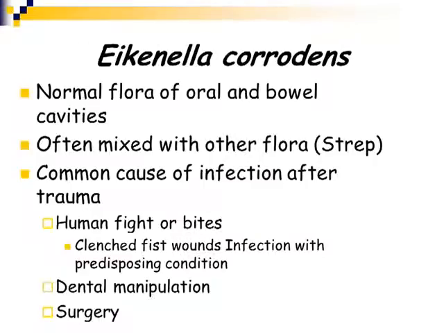Eikenella corrodens is our other HACEK group organism, and this is normal flora of the oral and bowel cavities. It's usually mixed with other flora, such as your Streptococci species. It is a common cause of infection after trauma. So Eikenella corrodens is a very common cause of infection after a human bite. So if two people get into a fist fight and one person bites another person, because Eikenella corrodens is normal flora in the oral cavity, it can get into that bite and cause an infection, especially in individuals that are immunocompromised.